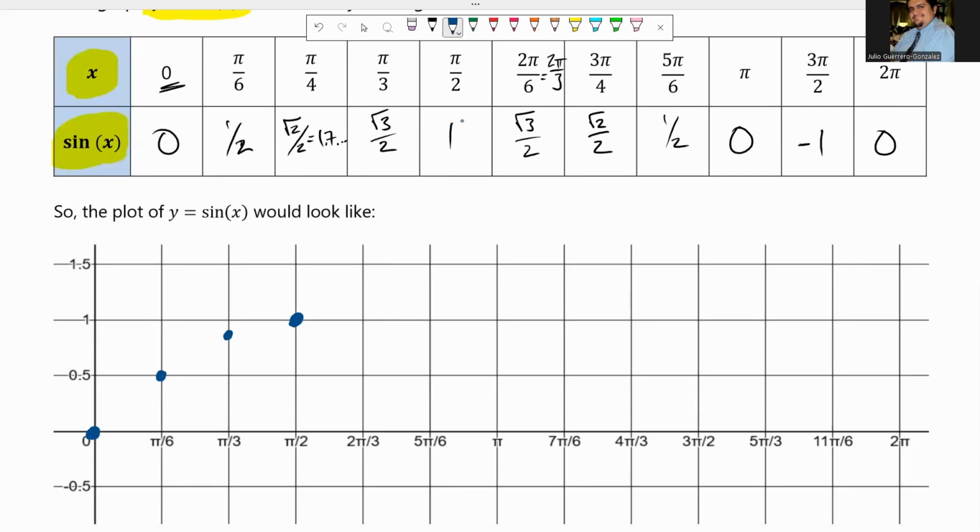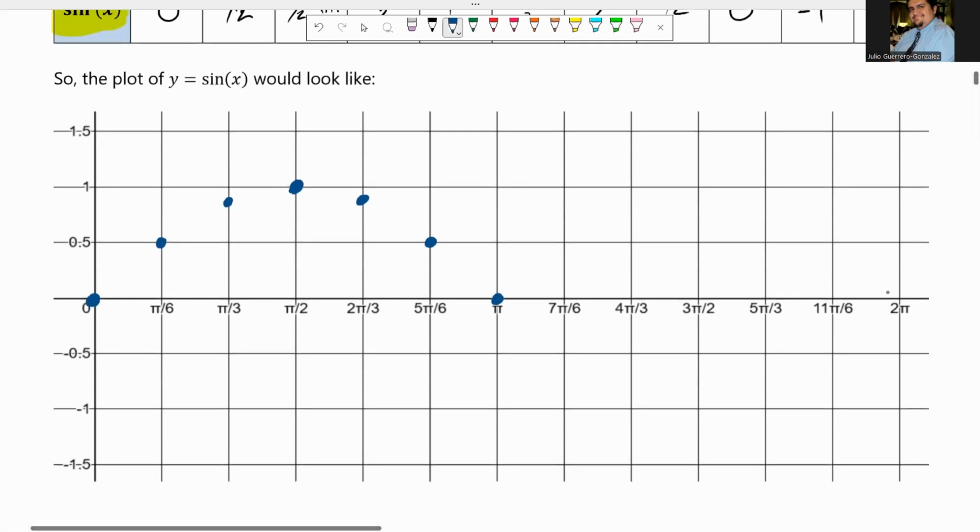Okay. And then it starts to drop, doesn't it? So root 3 over 2, square root of 2 over 2. Whoops. Oh, sorry. 5 pi over 6 is 1/2. And then at pi, it's 0. Let me scroll down a little bit. At 3 pi over 2, it's negative 1. And then at 2 pi, it comes back up here, okay?